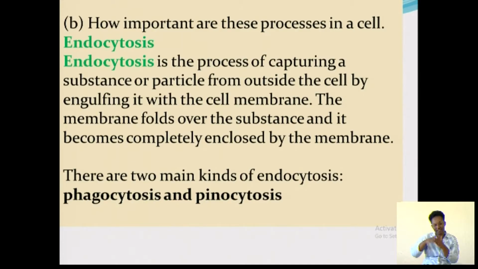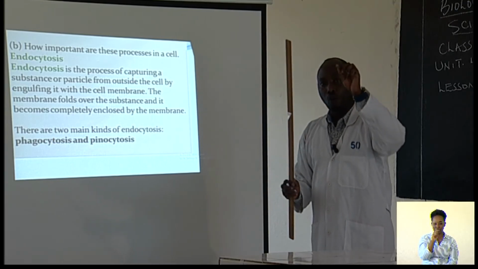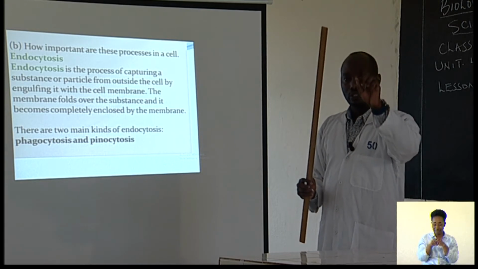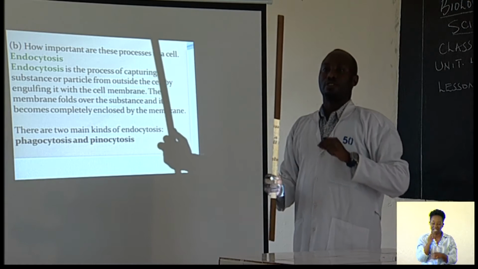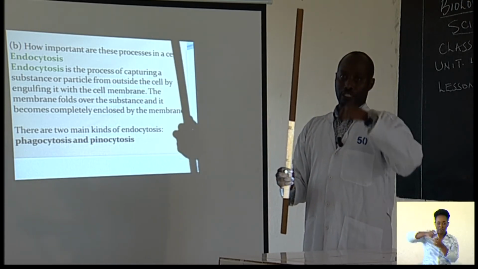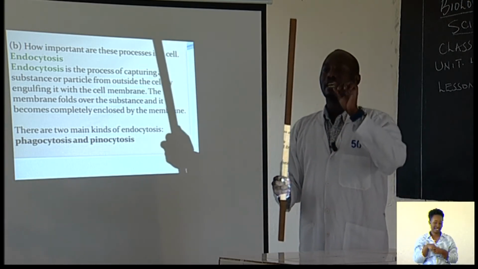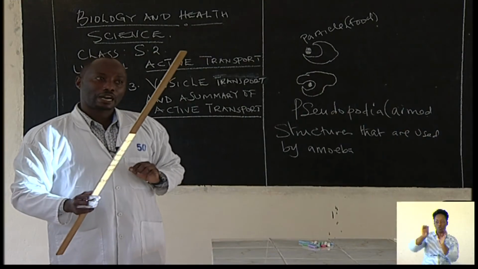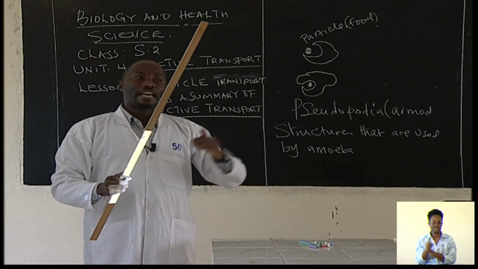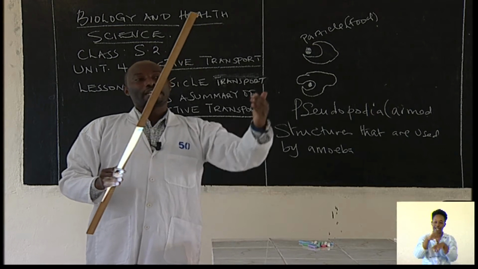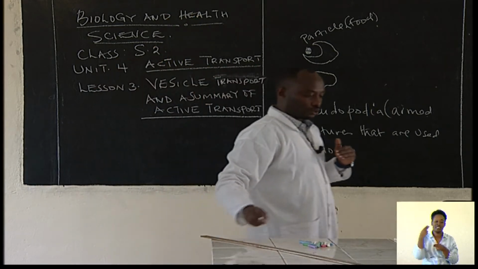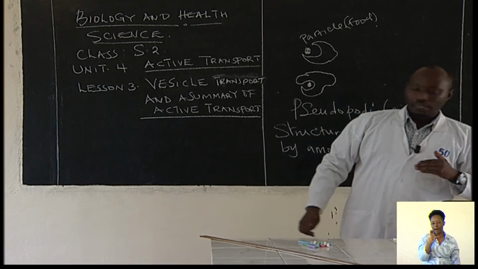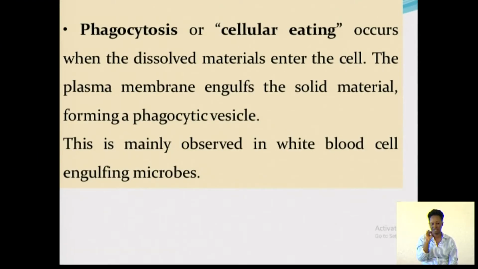Then we have another which is called pinocytosis. Pinocytosis is a type of endocytosis that involves taking liquid substances from outside into inside. When I talk about liquid substances, I mean fluids, for example extracellular fluids. They are needed by the cell, so they need to be taken from outside to inside. That one is called pinocytosis. Let's go to the definitions.